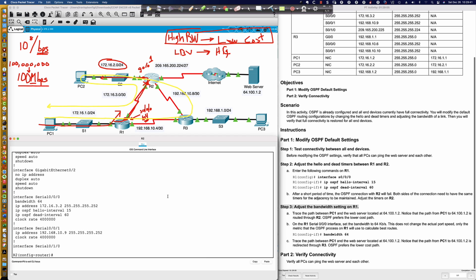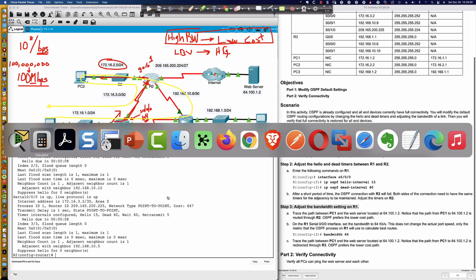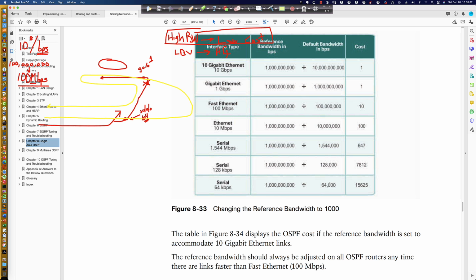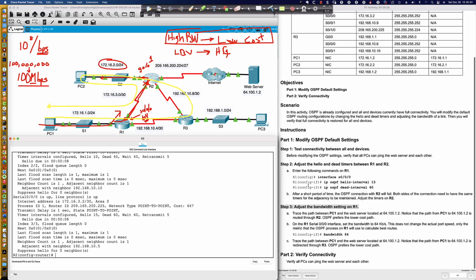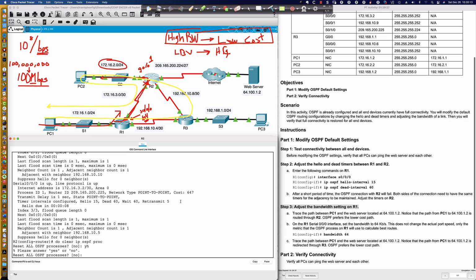And so let's see here. It does not look like we're getting the value that we would anticipate on that serial interface that we just tweaked. Because what we should be seeing, and it should match up, is 156.25. And let me do this here. Let me say do clear IP OSPF proc. I was going to say cost, but we want proc. And we'll say yes. It's going to take OSPF down.